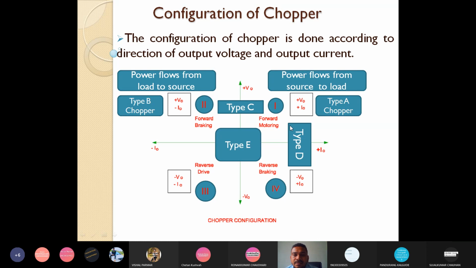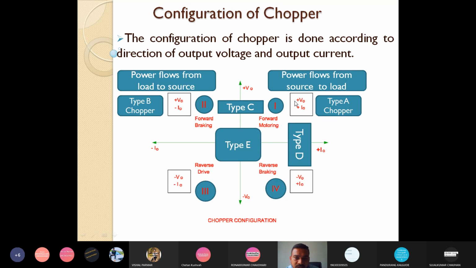Now in this type D chopper, what happens? The output current remains positive. Output current will not change, it will remain positive, but the output voltage sometimes remains positive and sometimes changes to negative. So output voltage will change from positive to negative or negative to positive according to the switching of the chopper, but the output current remains positive only.